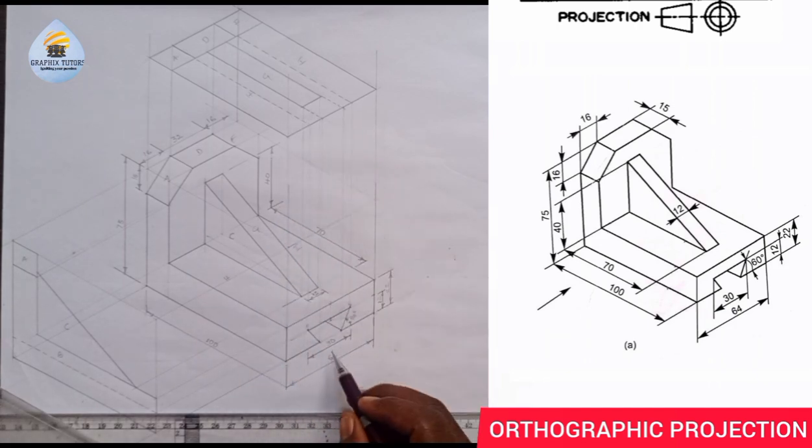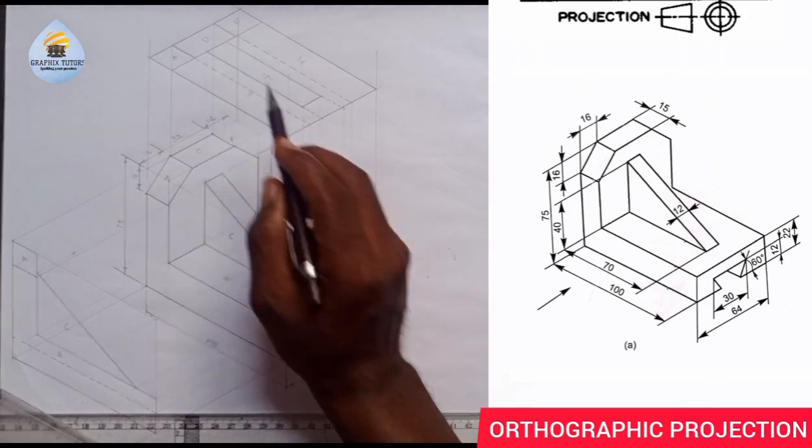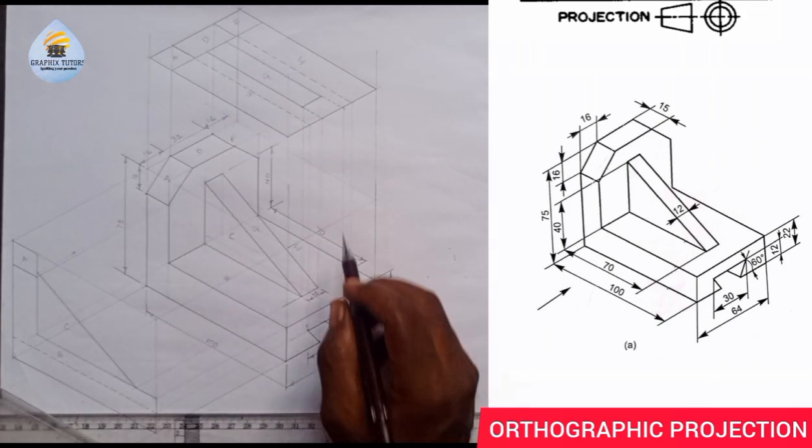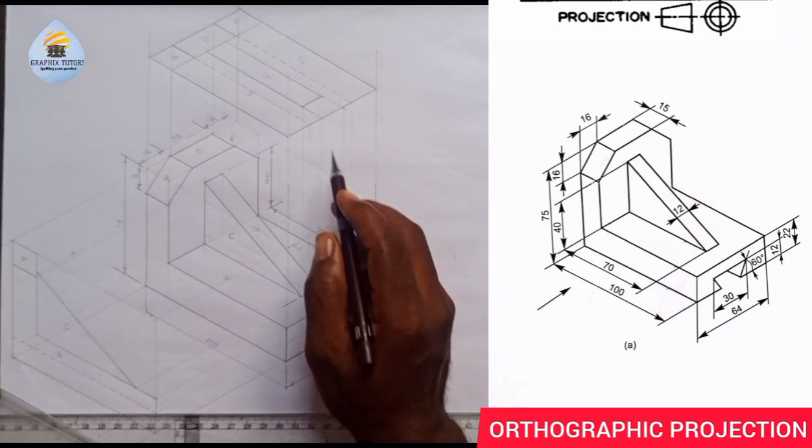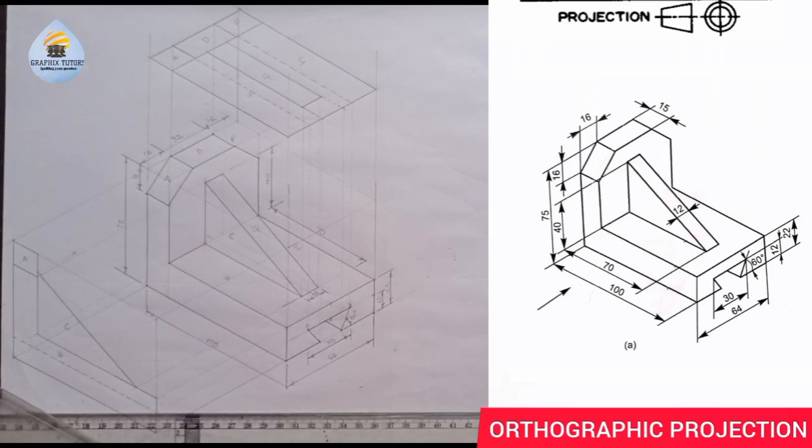This hidden line here shows that these two points, you cannot see them on the top. That's why we're using a hidden line here. Also, these two points you cannot see on the top, so we're using a hidden line also. You can see that. So that is for the plan.